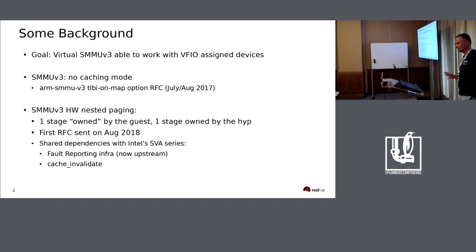From that very beginning, we had some dependencies with the SVA Intel series. We were using some common APIs, typically the fault reporting API, which is now upstream, but also the cache invalidate API. And at the beginning we were also using the same API to pass the PASID table. So this is a bit of history.